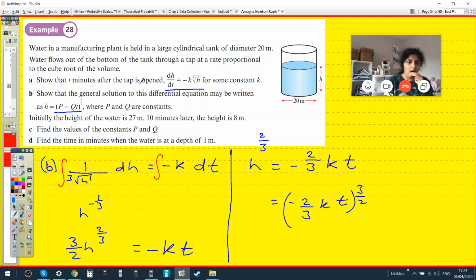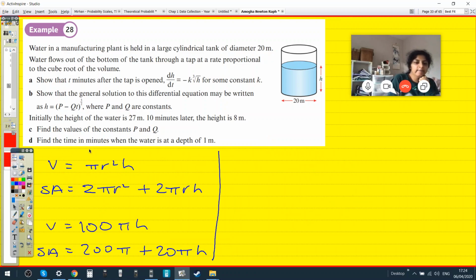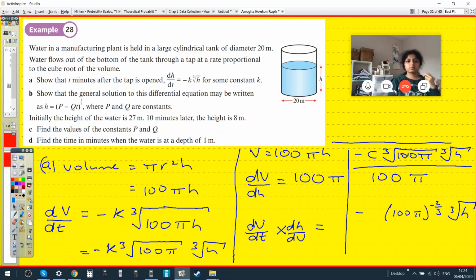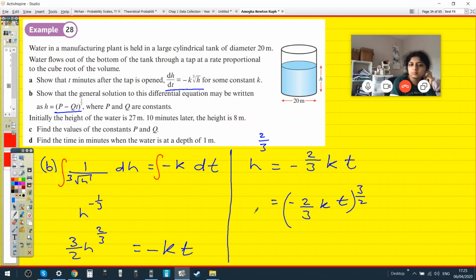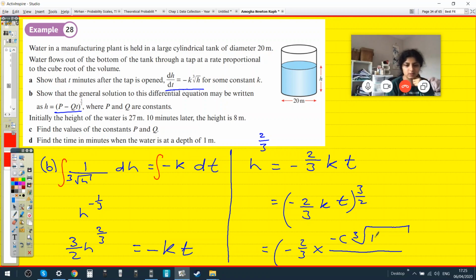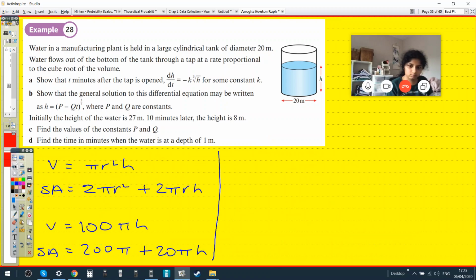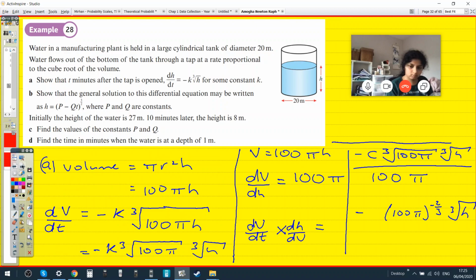How? Didn't we say k was something crazy? We said k was this stuff. You have to include that. So k was minus c, all that stuff. I don't know if that's useful. Minus 2 over 3 minus c was a cube root. Yeah, I think so. 100 pi t was it, h.